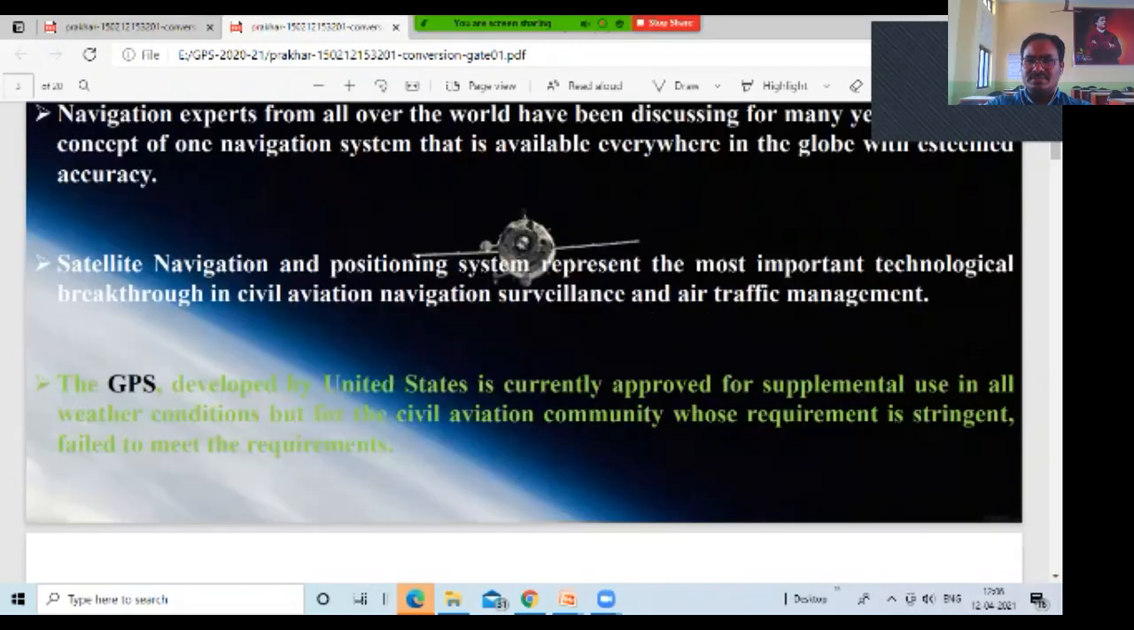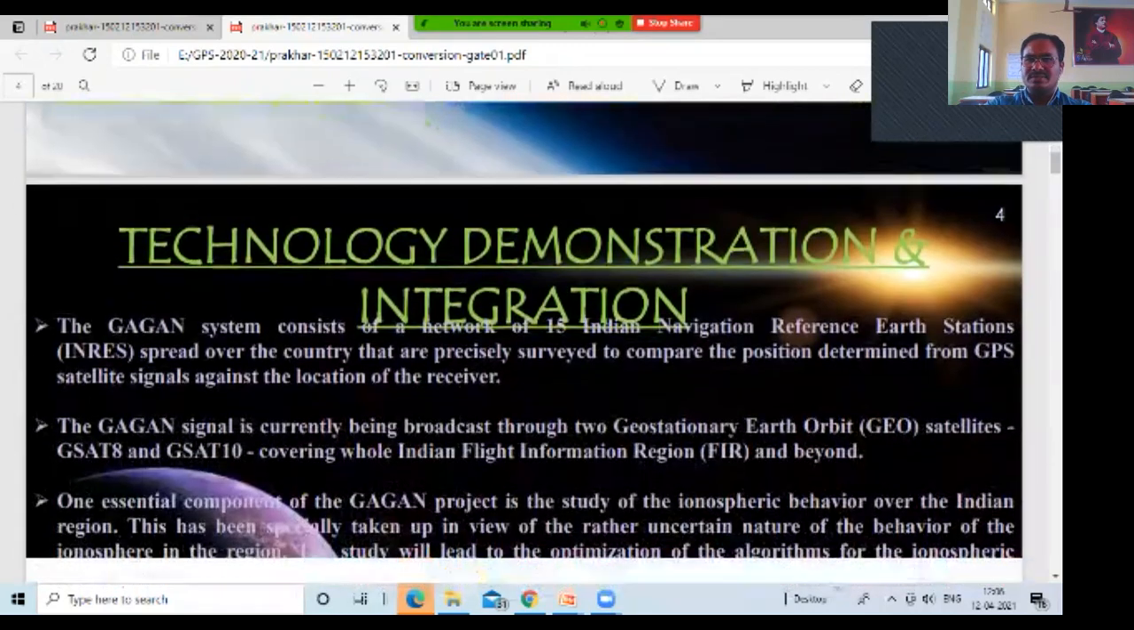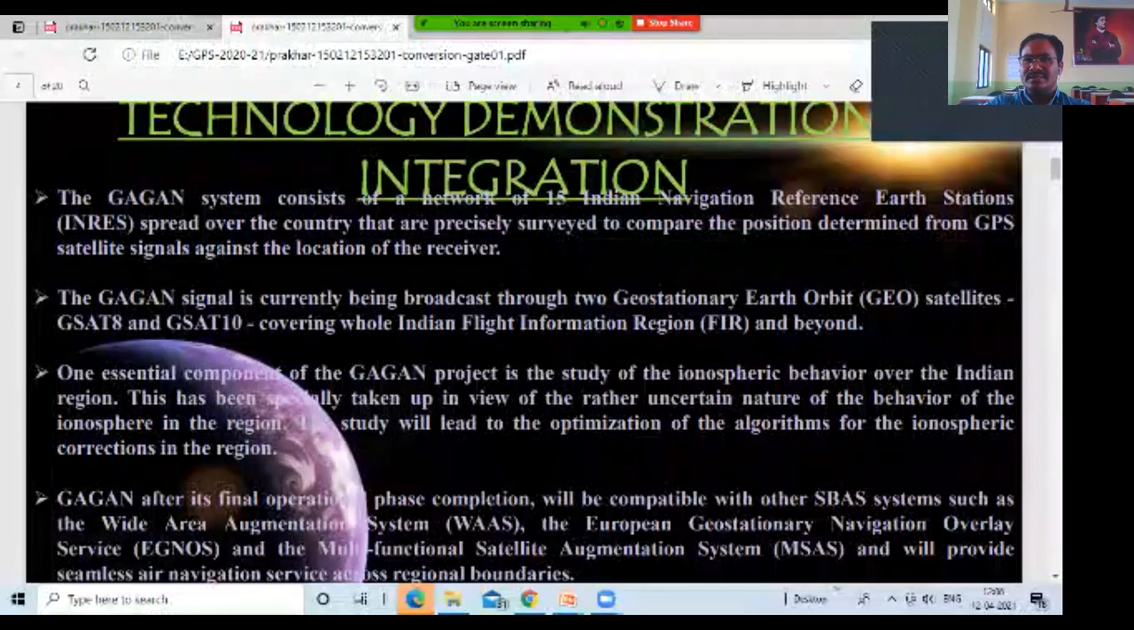So the same GPS developed by the Department of Defense is used here. The Gagan system consists of a network of 15 Indian navigation reference earth stations. Please remember this: it consists of INRES. How many INRES? 15 Indian navigation reference earth stations. These are ground monitoring stations spread over the country that are precisely surveyed to compare the position determined from the GPS satellite signals against the known location of the receiver. So there are 15 for us.